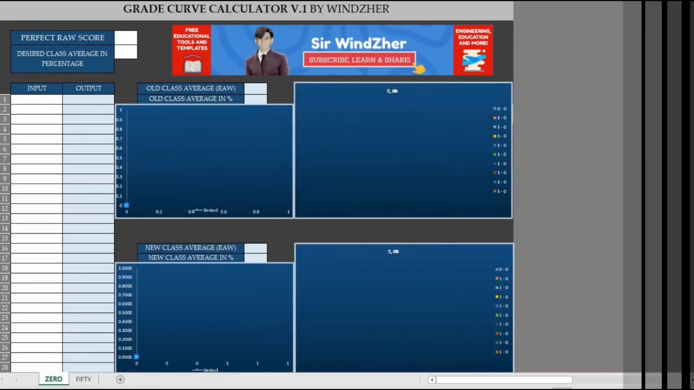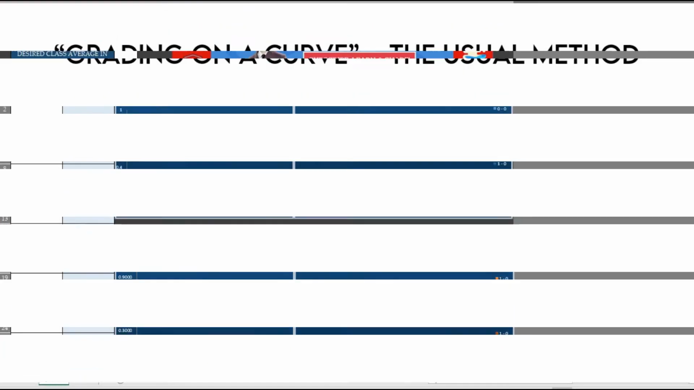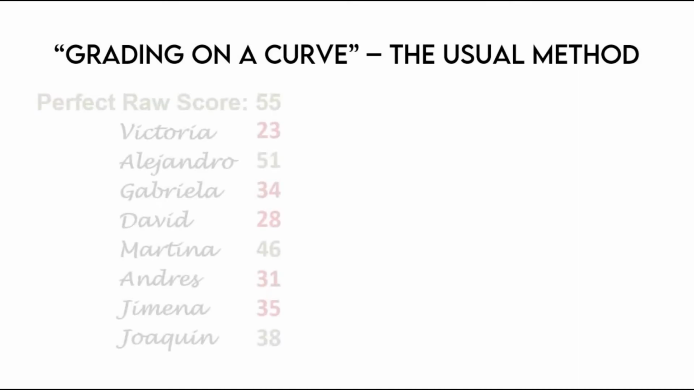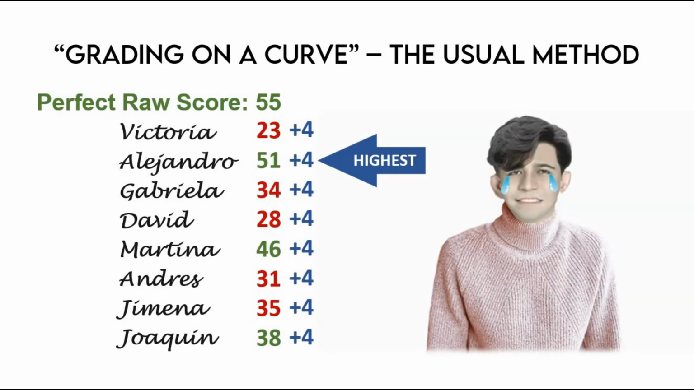This is version 1.0 of Sir Wincher's free grade curve calculator. But before I can show you how this works, let's discuss first the method of curving the grades that I've used in this tool. The usual method of grading on a curve is by getting the highest score one of your students got and determining how much additional points it needs to become a perfect score. Once the teacher is aware of the value of the additional points, it could now be added to all the scores of the students. Although this method is very easy to use, some educators and students consider it unfair.